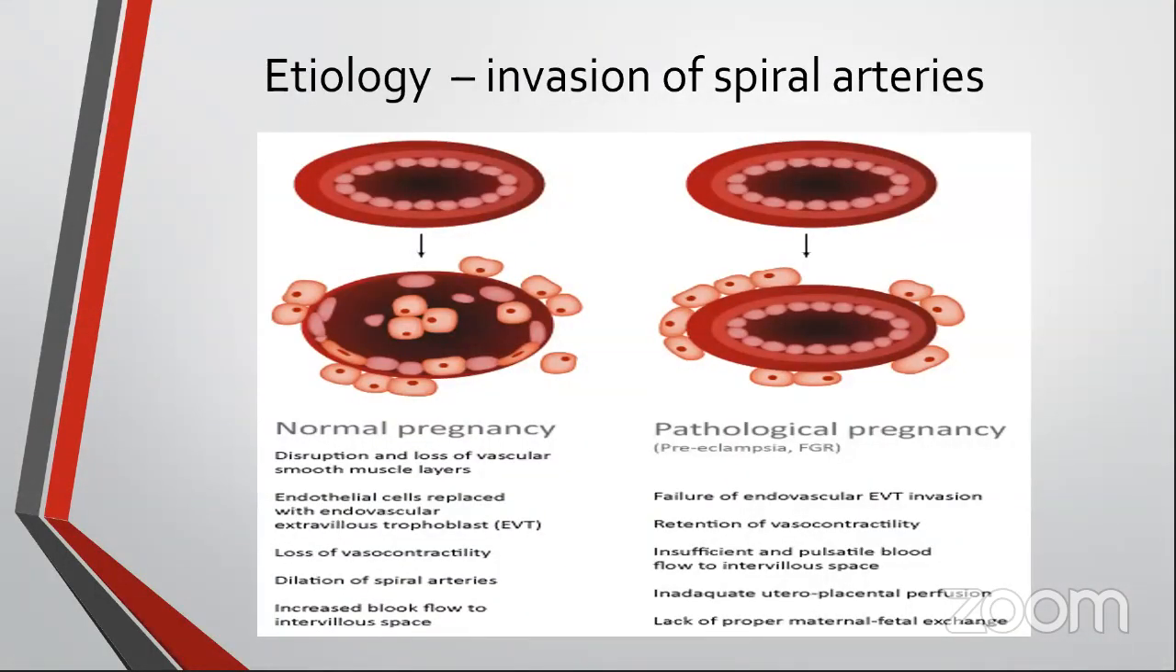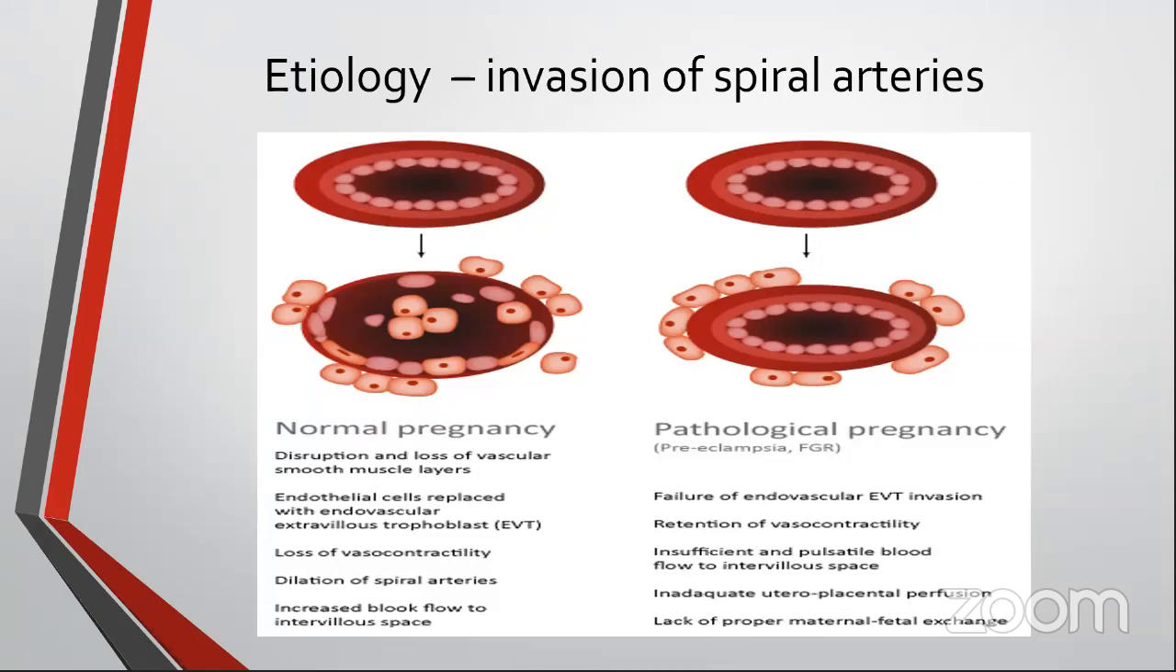What is the etiology of developing hypertensive disorders in pregnancy? The etiology is failure of invasion of the spiral arteries by the trophoblast. See here on the left side of this picture how a normal pregnancy looks, how they invade the muscularis layers of the spiral arteries, and the placenta is well perfused, so the fetus is also well perfused.